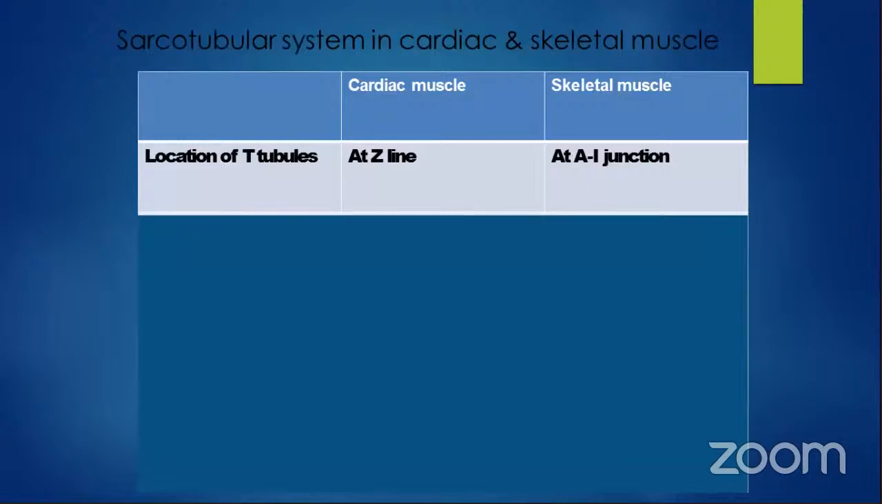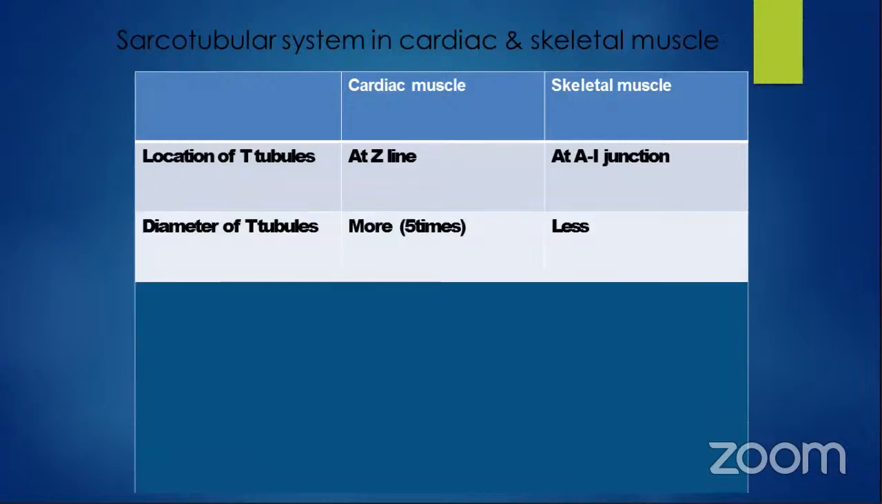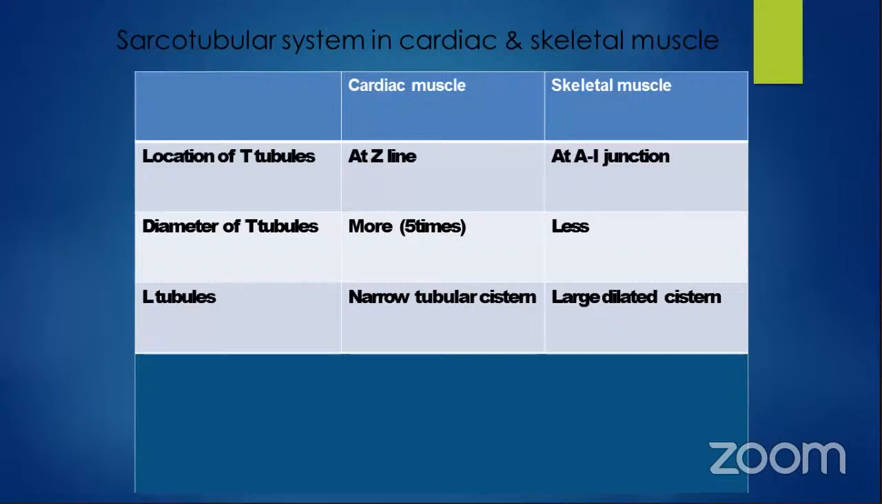Now we will see the differences between cardiac muscle and skeletal muscle. About the location of T tubules: in cardiac muscle it is at the Z line, and in skeletal muscle it is at the A-I junction. The diameter of the T tubules is greater in cardiac muscle. Cardiac muscle has narrow tubular cisternae, and skeletal muscle has large dilated cisternae.